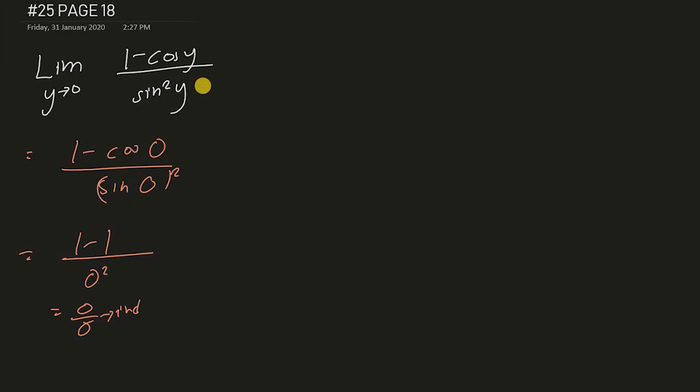Basically, we call them indeterminate. Indeterminate, ibig sabihin, kailangan nating i-manipulate itong ating nasa taas so we can find the limit. So, how do we do that? This is sine squared y. Guys, do you remember the Pythagorean theorem? Again, we need the identities out here. Pythagorean theorem, that's sine squared plus cosine squared is equal sa 1.